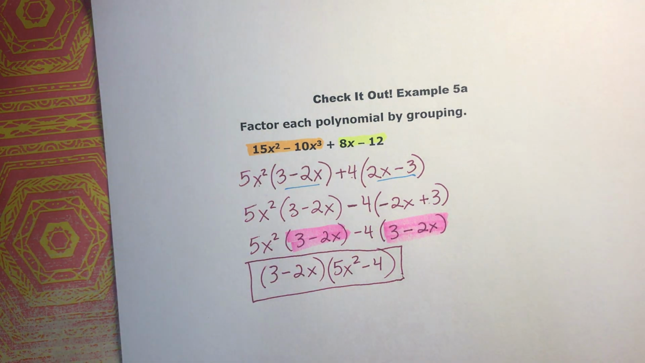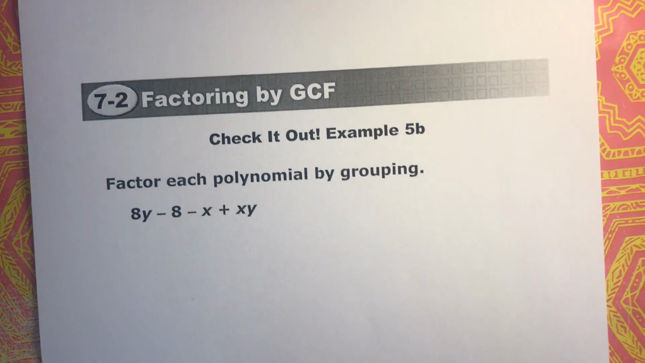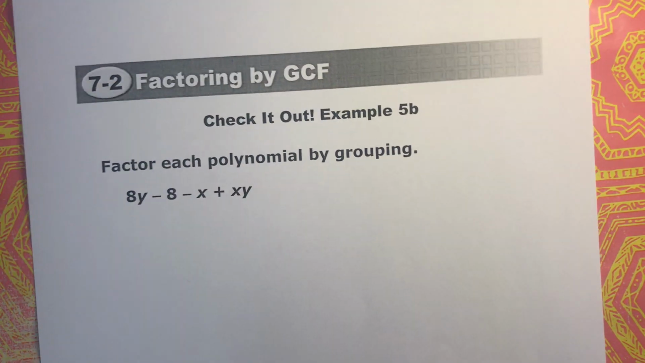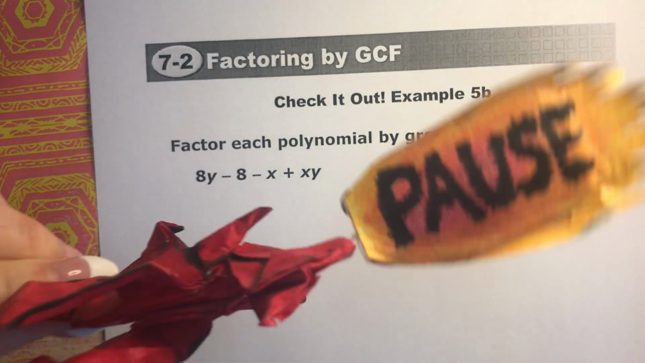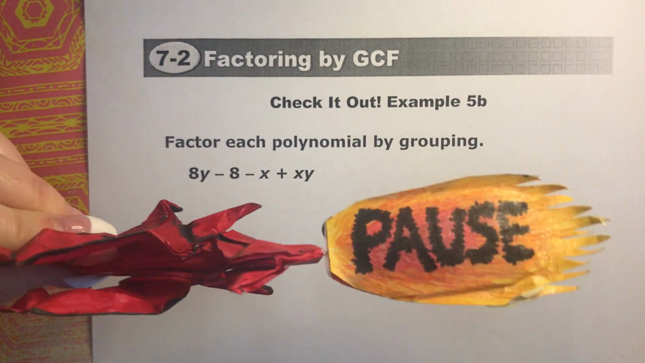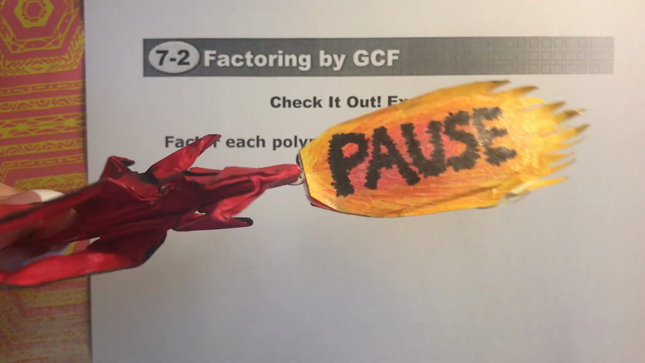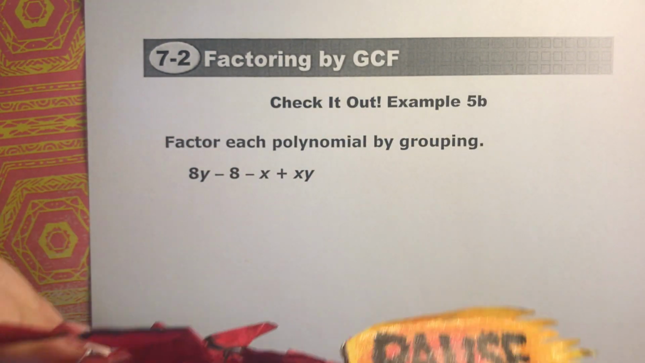Perfect. Okay, we are on our last one, example 5B. Check it out. And I want you to try this one on your own. So here's my friend the pause dragon, reminding you to pause your device. Go ahead and work out this problem. When you get done, press play and we'll go over it together. All right, see you in a bit.